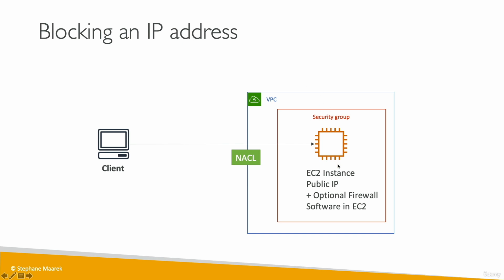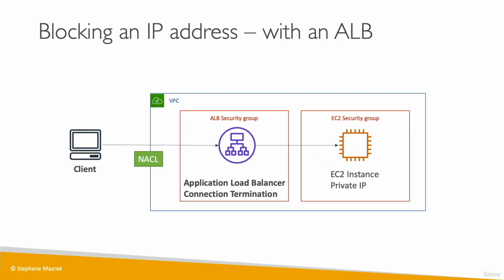Finally, you could run an optional firewall software on your EC2 to block the request from the client from within your software. Now, obviously, if the request has already reached your EC2 instance, then it will have to be processed and there will be a CPU cost to processing that request. So it's a very simple use case, but we see already the difference between a NACL, a security group, and a host firewall. Now let's push this one step further.